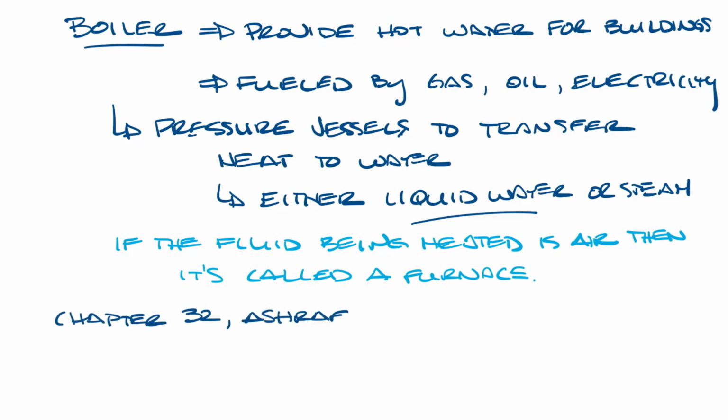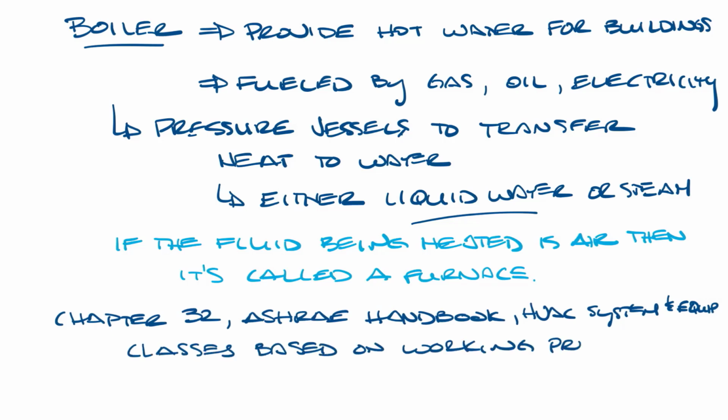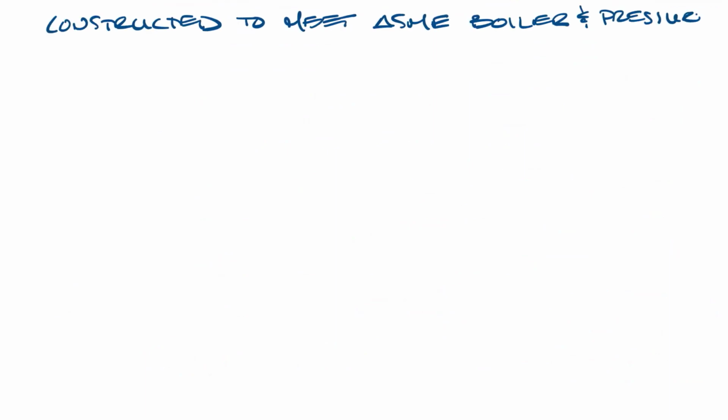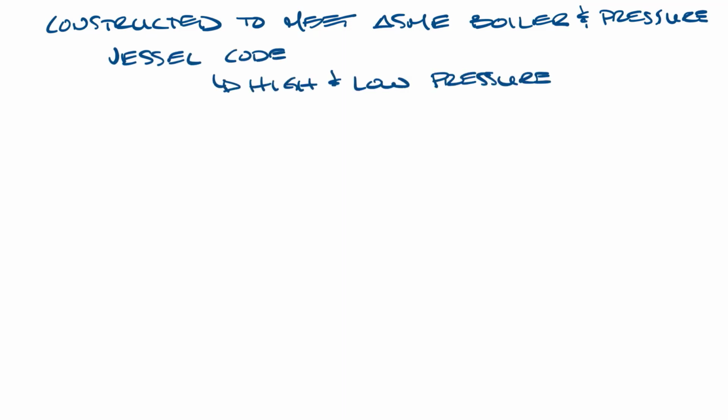Chapter 32 of the ASHRAE Handbook, HVAC Systems and Equipment, groups boilers into classes based on working pressure and temperature, fuel used, material for construction, and whether they're condensing or non-condensing. Let's look at a couple of these categories. Most boilers are constructed to meet the ASME Boiler and Pressure Vessel Code. This breaks them into high pressure boilers and low pressure boilers.